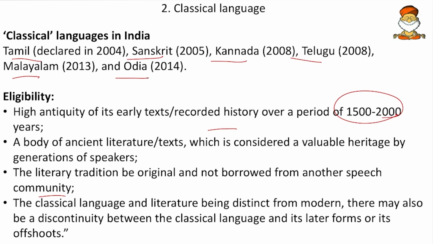Then the classical language and the literature being distinct from the modern. So there may also be a discontinuity between the classical language and its later form. That means the language which was spoken in the ancient times or in the historical times should be different compared to how it is spoken now. So the accents and the pronunciations, if there is some difference in that, that discontinuity is taken into consideration. So mark this word as important.